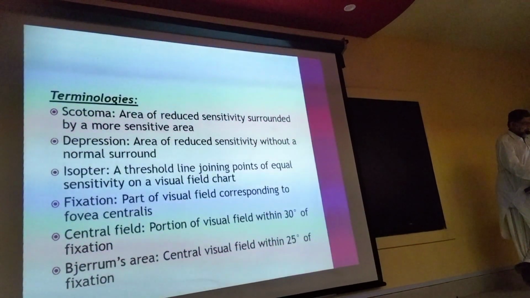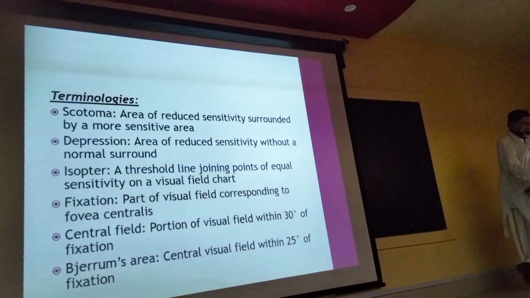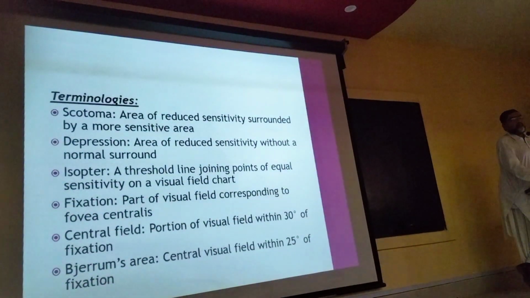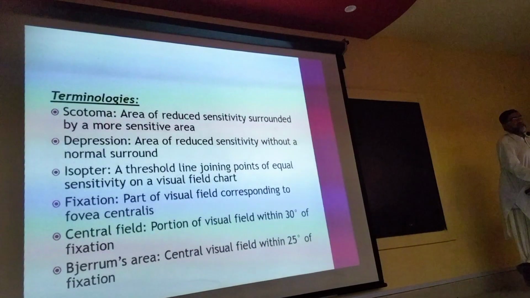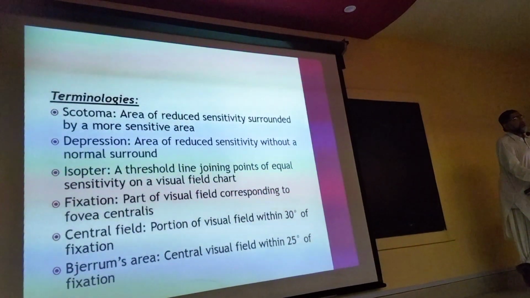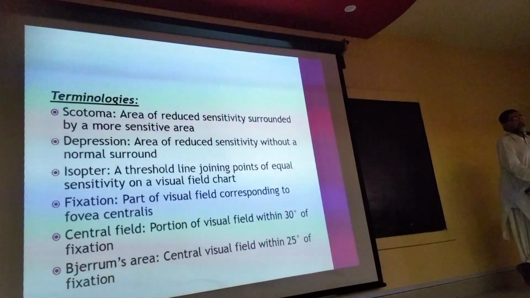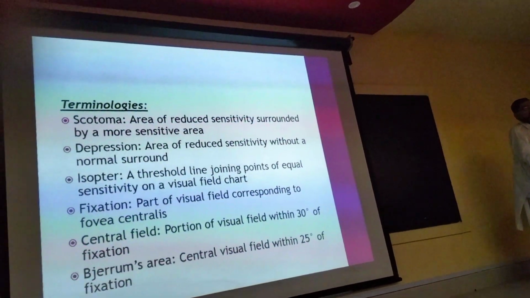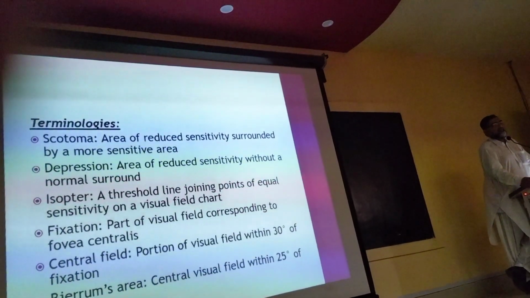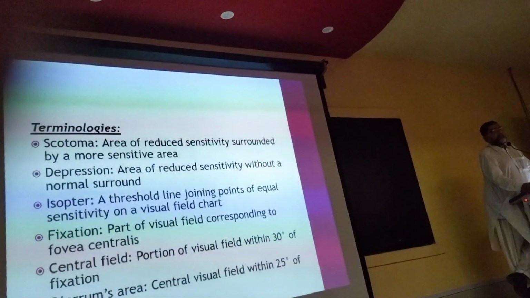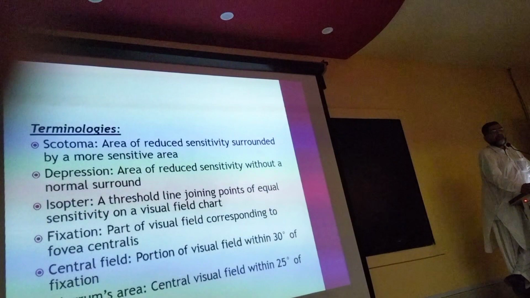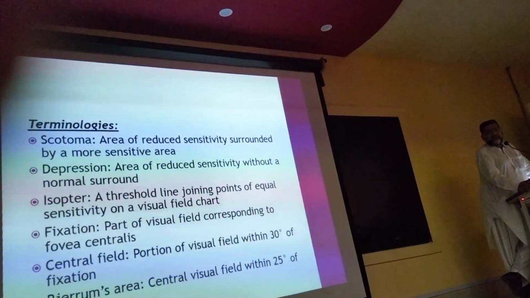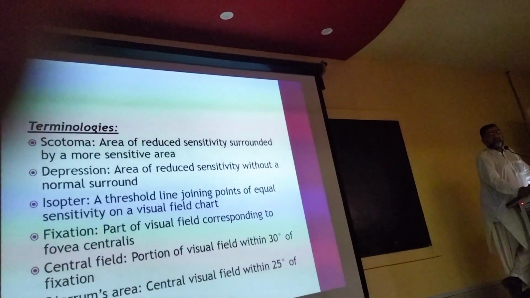Depression: an area of reduced sensitivity without a normal surround. It means that depression is most of the time a general, generalized defect. If you see a reduced sensitivity area, you will not see a high sensitivity area around it, because that reduced sensitivity area will spread up to the periphery. फिर उसको हम depression कहते हैं.